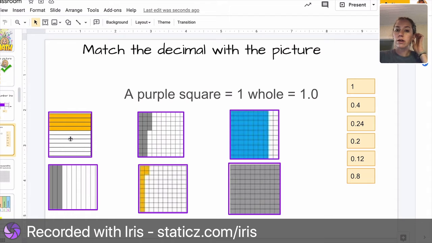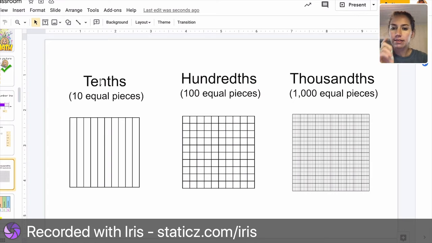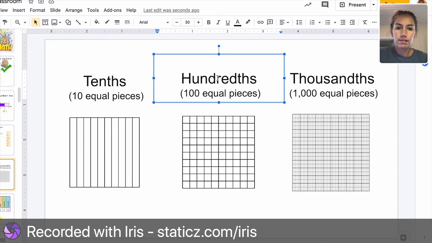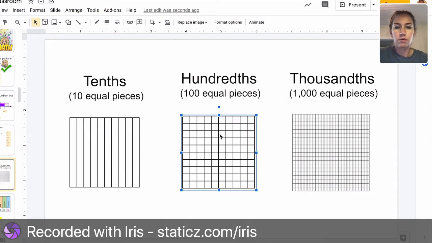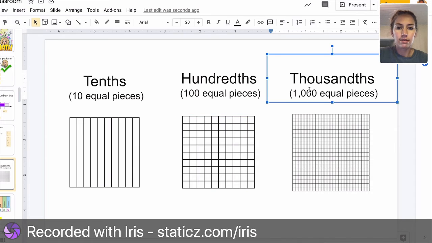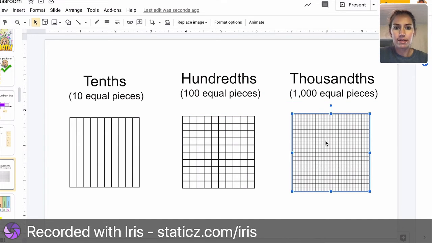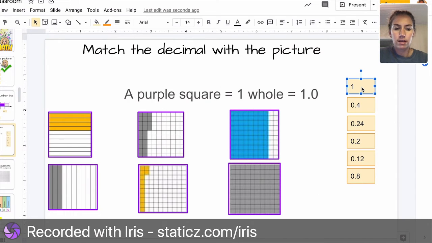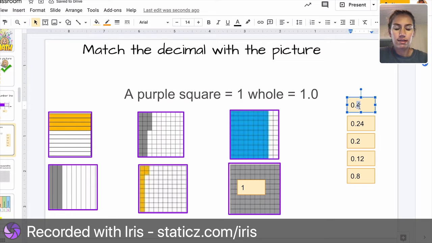We also reviewed how to match a decimal with a picture. And we know that tenths are 10 equal pieces. Hundredths are 100 equal pieces. Thousandths are 1,000 equal pieces. So let's look here. This is 1 whole. There's no decimal point, so it's 1 whole. It's a whole square. This is 4 tenths. So I look and I see 1, 2, 3, 4 tenths. Goes over here.